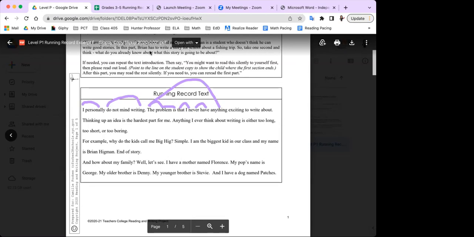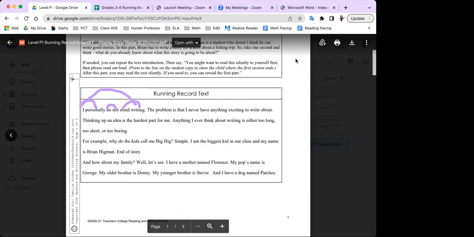And I do that so I know, if a student reads word by word, that one of the skills the student needs to work on is being able to read fluently or read in bigger chunks.